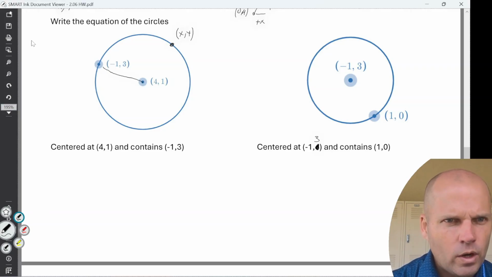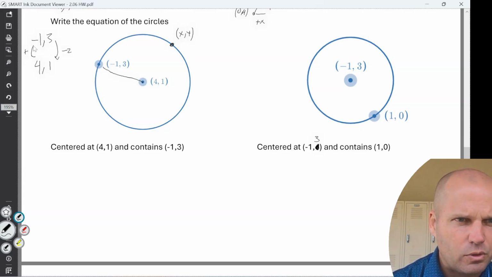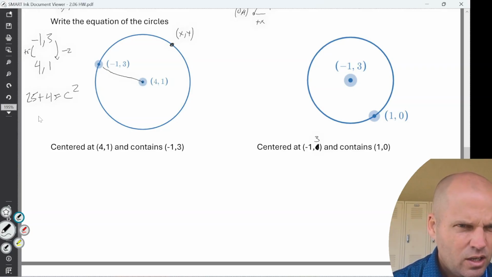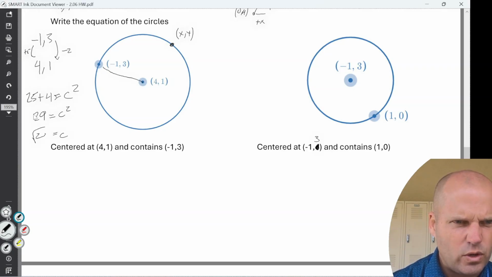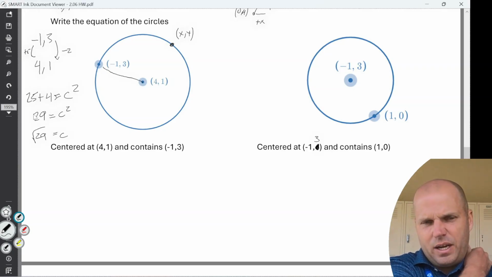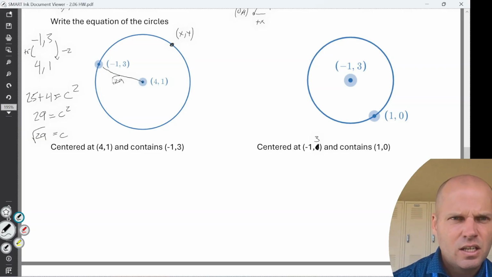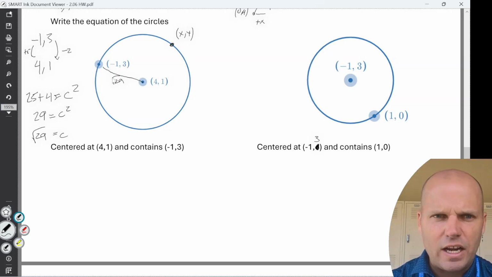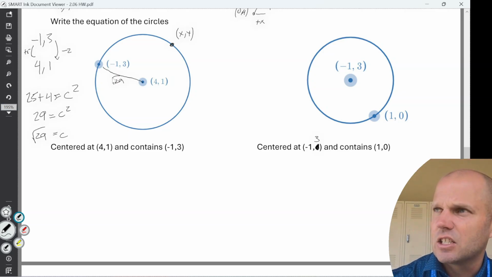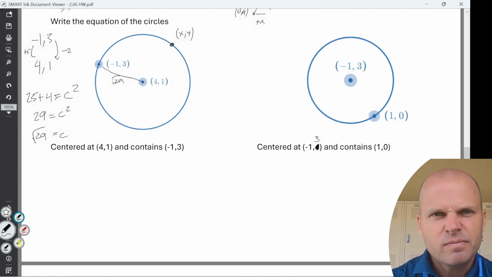So first, what is this radius? Well, we've got to use the Pythagorean theorem to find the radius. So 3 to 1 is minus 2. Negative 1 to 4 is plus 5. So I get a² + b² = c², and I get 29 is c², or c is the square root of 29. Yuck. But that's what it is. It's the square root of 29. That's the radius of the circle. We call it a radius. That's the distance from the center to the outside.